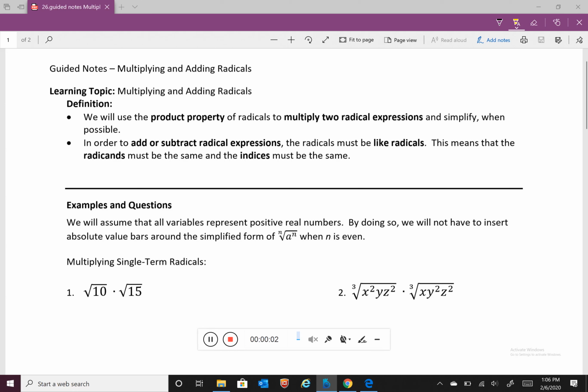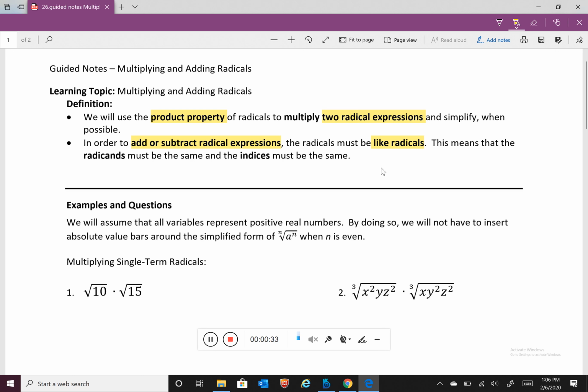Our focus for this video is multiplying and adding radicals. We will use the product property of radicals to multiply two radical expressions and then simplify when possible. We will also be looking at adding and subtracting radical expressions, but we can only do so if the radicals are like radicals. It's very similar to thinking about having like terms.